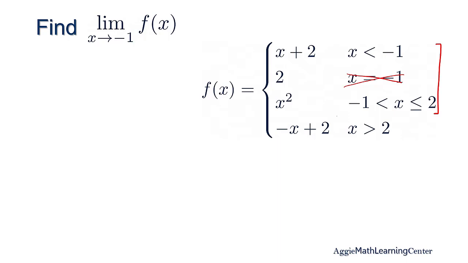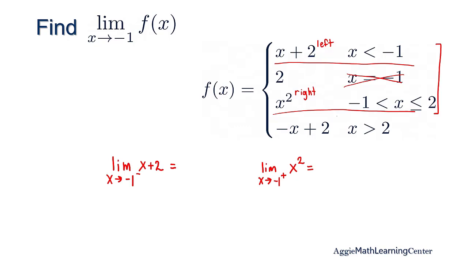This leaves us with f of x is equal to x plus 2 when x is less than -1, so from the left, and f of x equals x squared when x is greater than -1, from the right. If both of these functions approach the same value as x approaches -1 from their respective sides, then the limit exists and is the same value.